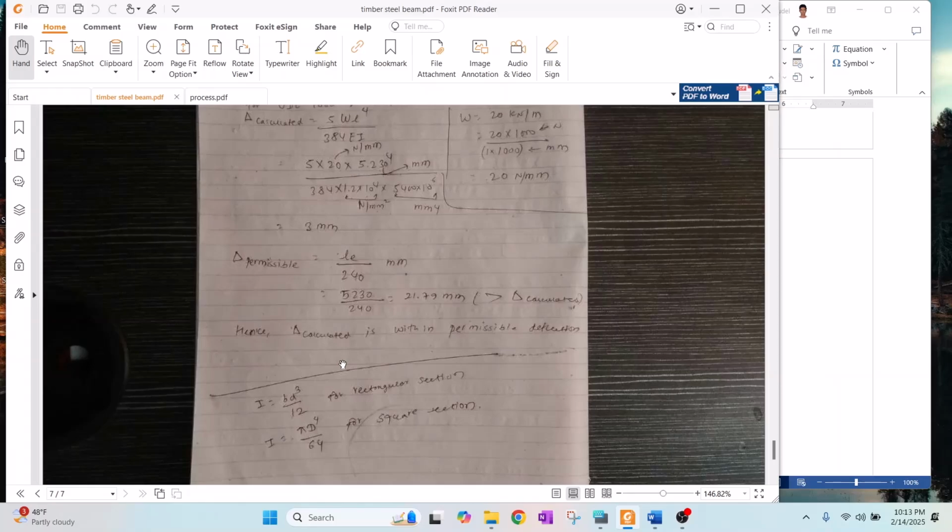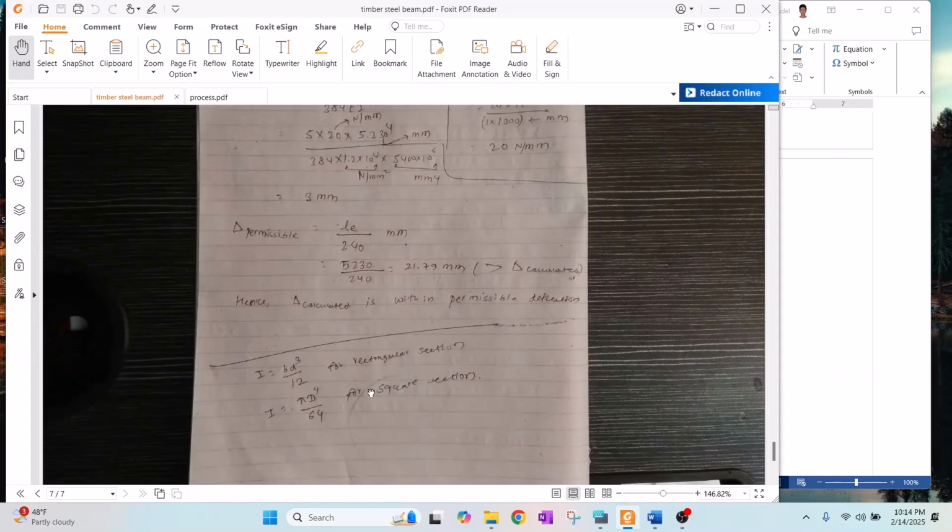So we can adopt the size of 300 by 600 mm to sustain that load, because it is safe in moment, safe in shear, and safe in deflection. So we can adopt that section size.